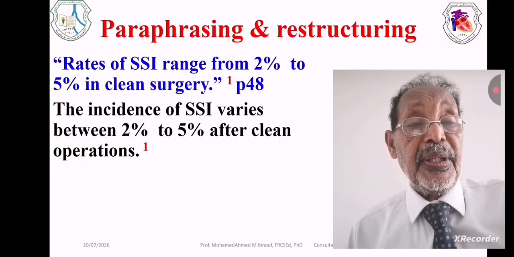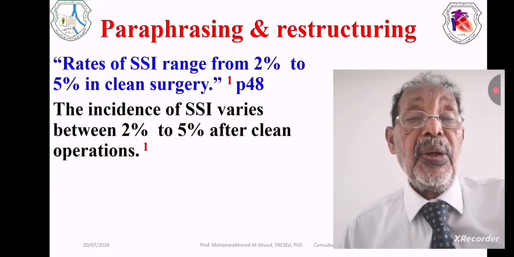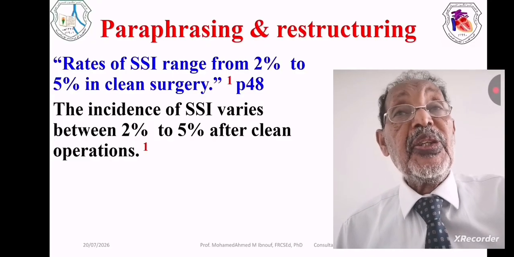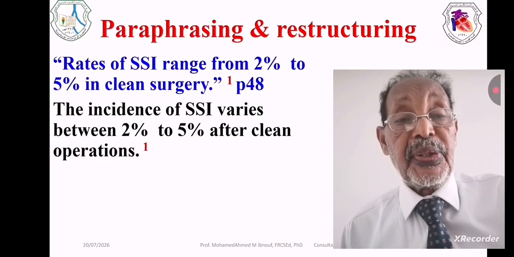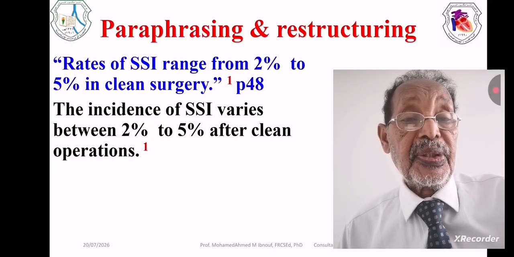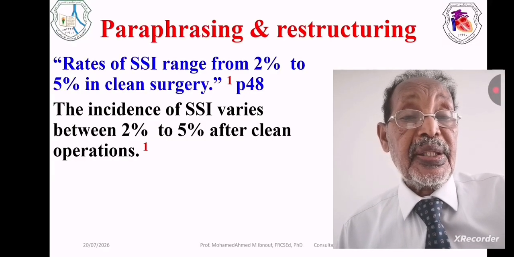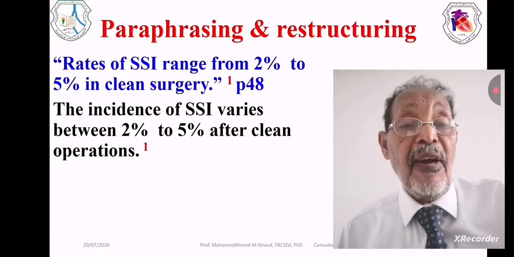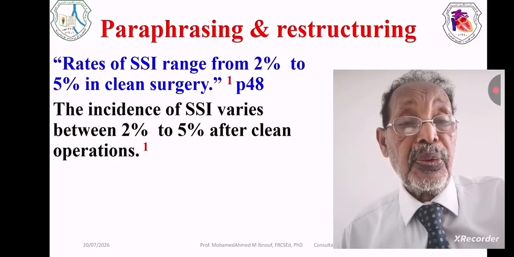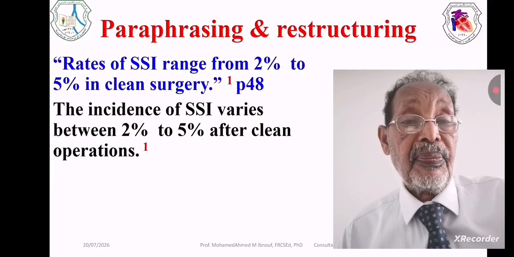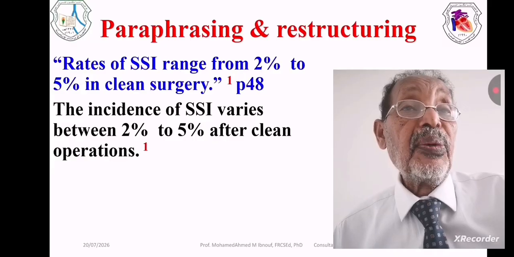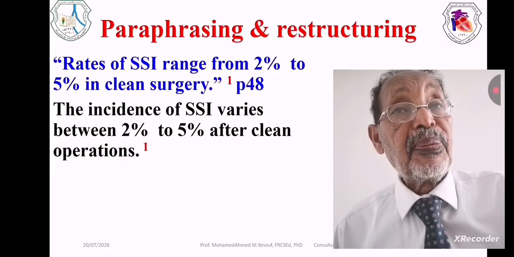If you want to paraphrase and restructure this sentence, we can change the word rate. We can say the incidence or the prevalence of surgical site infection. And instead of writing ranged from 2 to 5%, we can say varies between 2 to 5%. And instead of writing clean surgery, we can say clean operations or clean surgical procedures.